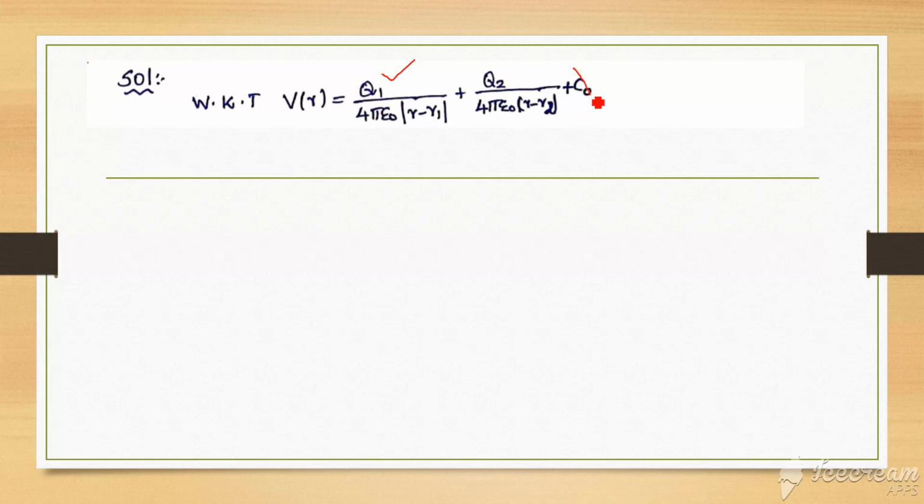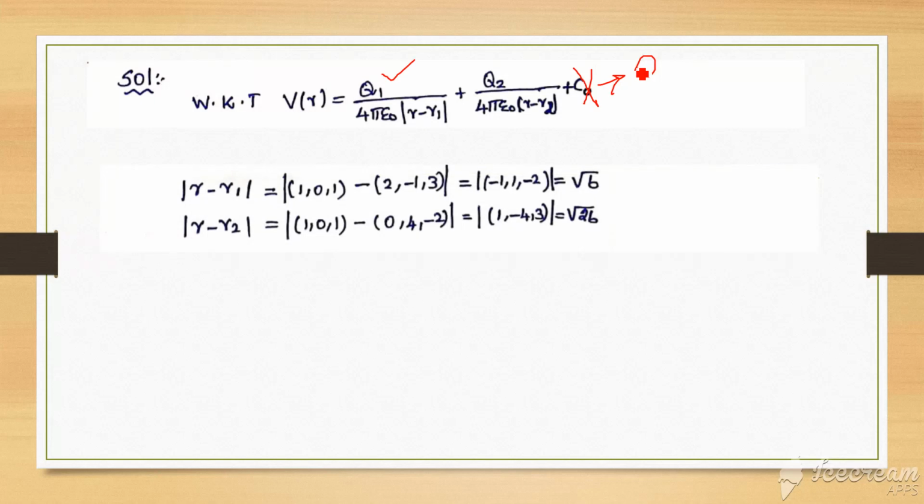In our case, potential at infinity is given, so this value tends to 0. This value becomes 0. So now we need to find the distance, modulus of R minus R1 and modulus of R minus R2. For that the R value is given, that is the point at which we need to calculate the potential, which is 1, 0, 1. The R1 point corresponds to the point charge, so from this we can find the value.